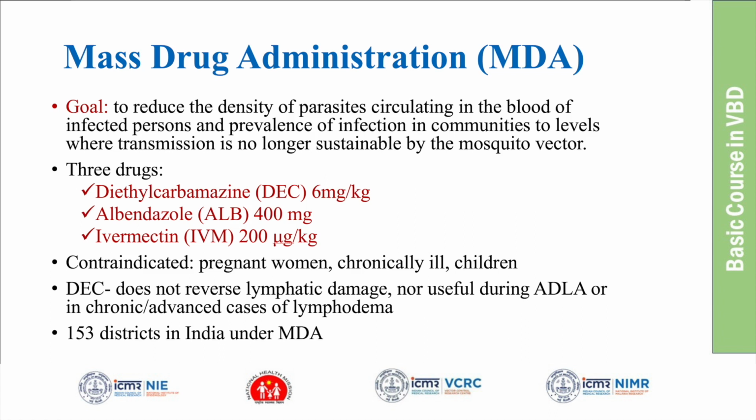And it is also not going to be useful during the ADLA attacks or in the chronic advanced stages of lymphedema. So currently in India, 153 districts are under mass drug administration, and nearly 132 districts have already stopped MDA, and they are in various levels of TAS.